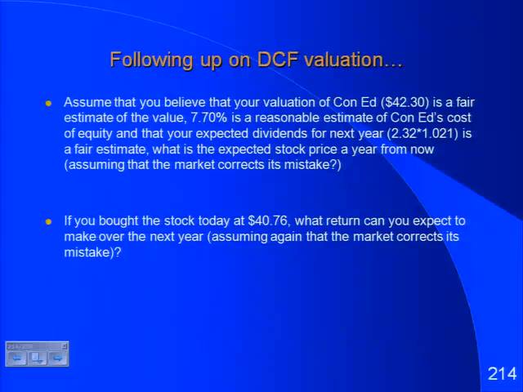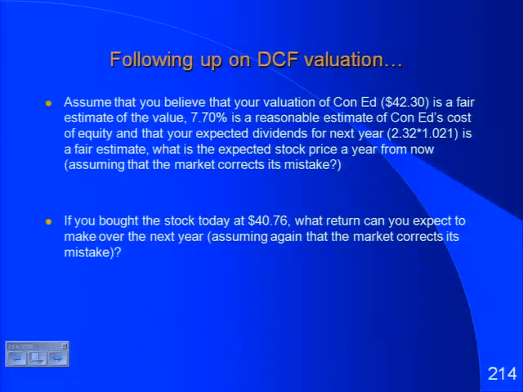So let's use Con Ed to illustrate this process. Let's say you look at your valuation, you're pretty comfortable. 42.30 is the value per share today, right? Let's assume you're also comfortable with the 7.7% cost of equity that you've computed for Con Ed. And let's also assume that your expected dividends next year are a pretty reasonable number. So you like your estimate of value, you think your cost of equity is going to hold up, and you think your dividends are going to be pretty much where you expected them to be.